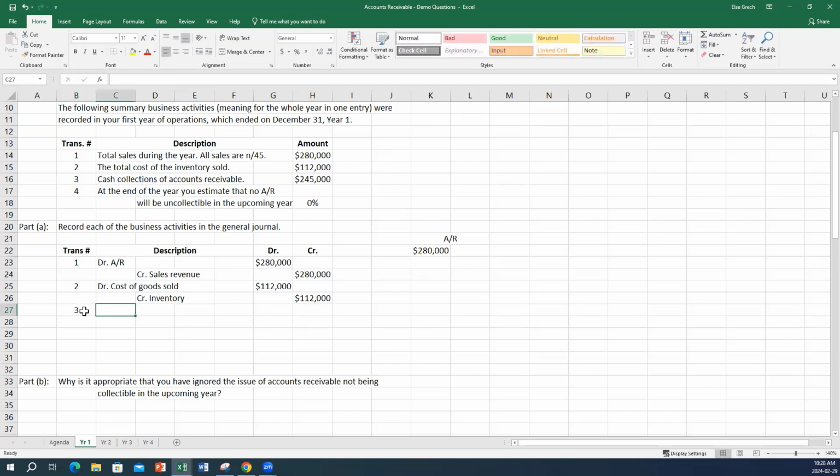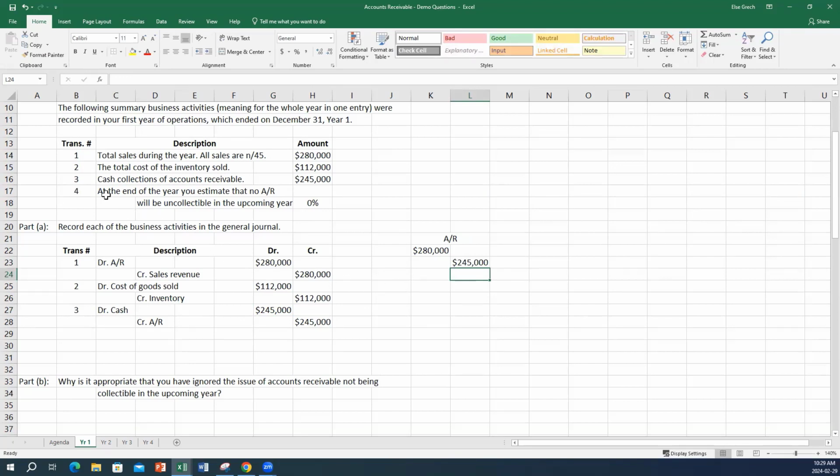3. Cash collections of accounts receivable were $245,000. So what did we get? A debit to cash, $245,000. And our credit is to accounts receivable, because the accounts receivable, of course, disappear. We've collected them. We no longer have a legal right to collect the $245,000 because we've already done it. So accounts receivable is going to go down by $240,000.